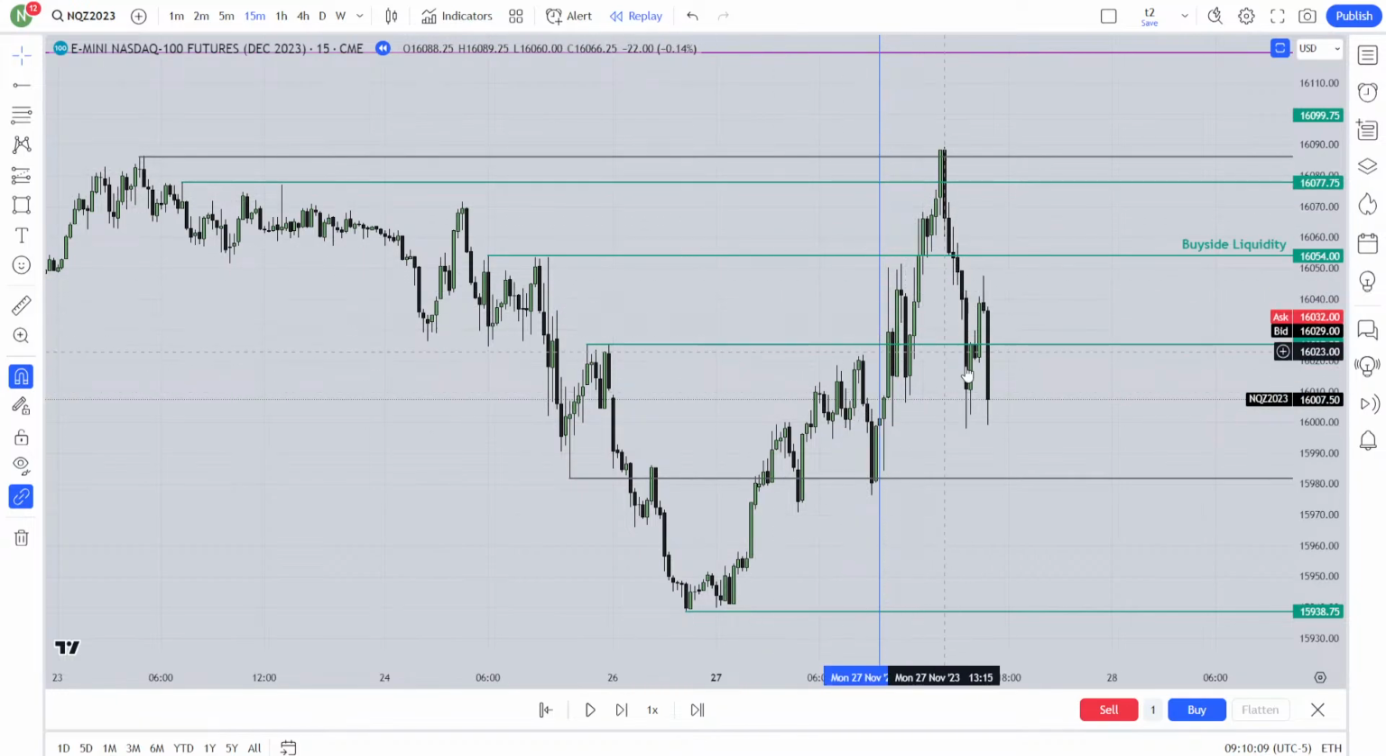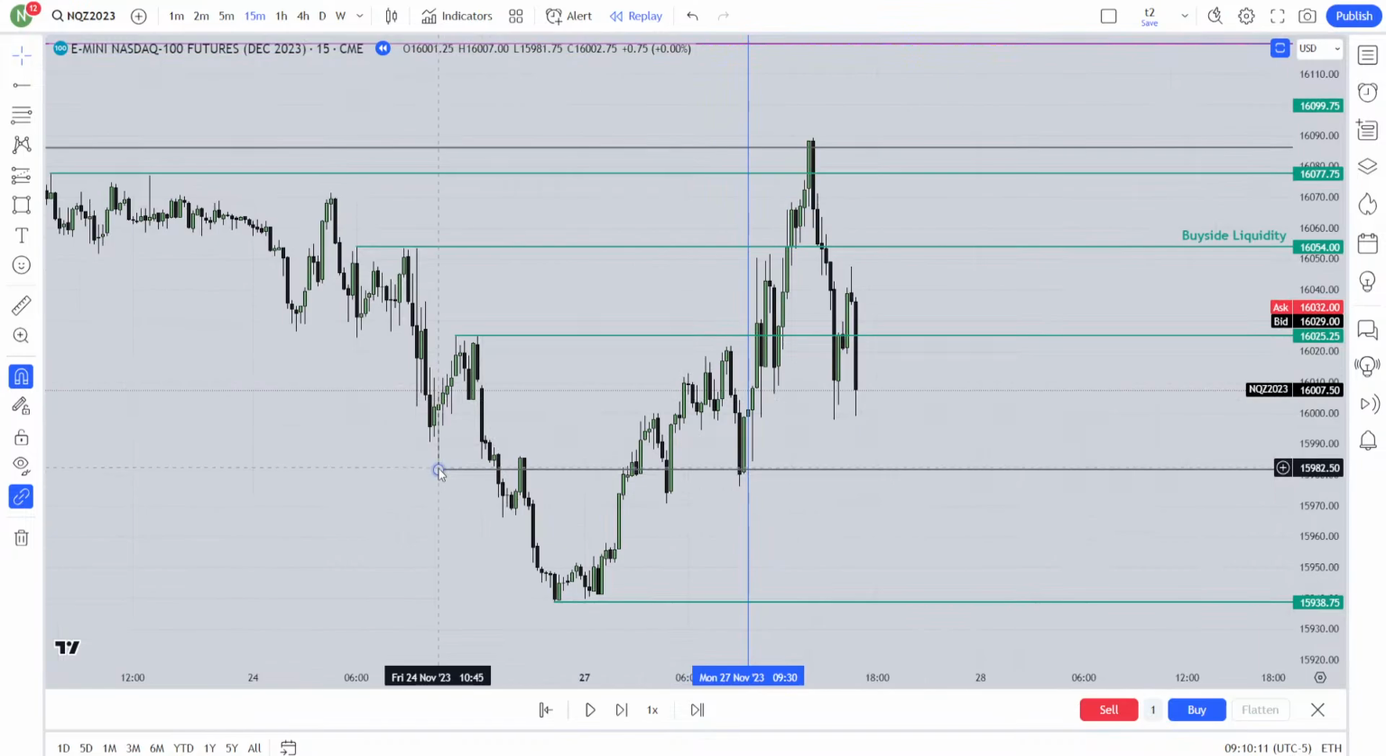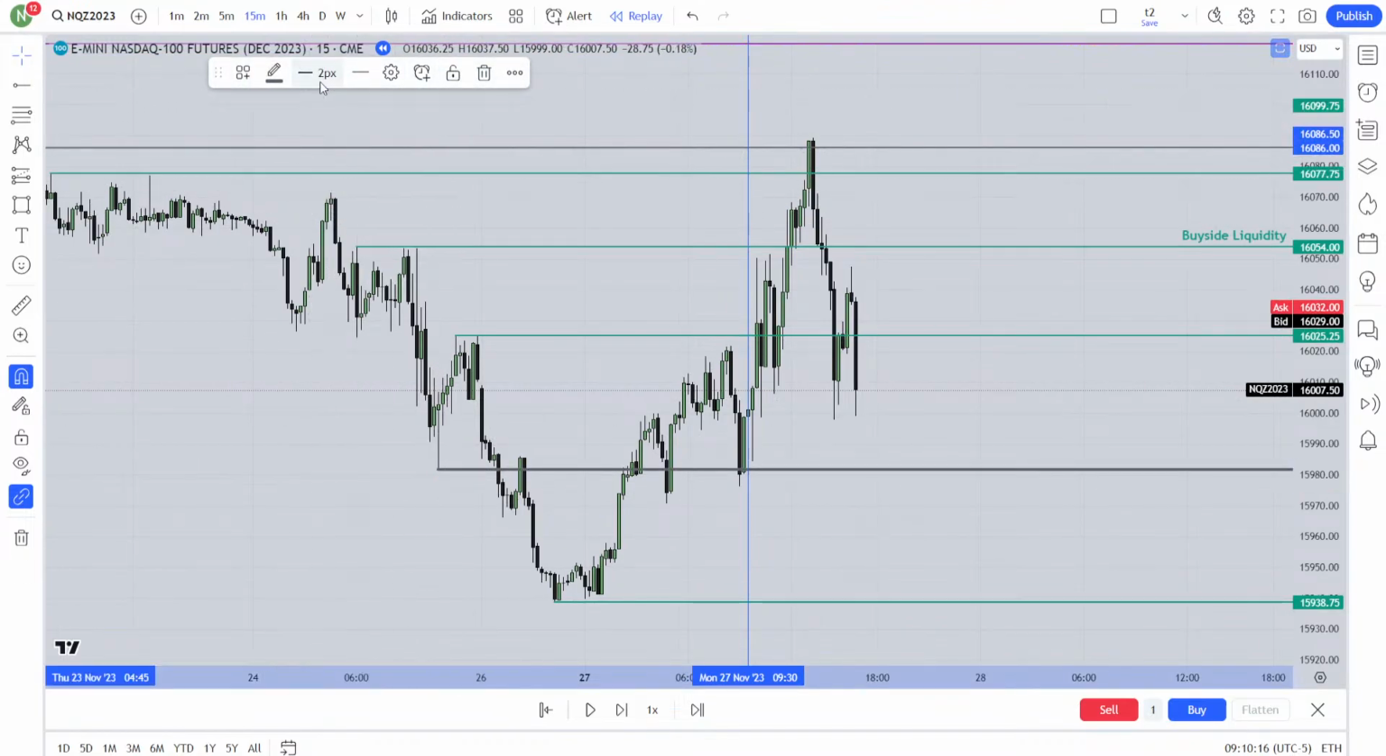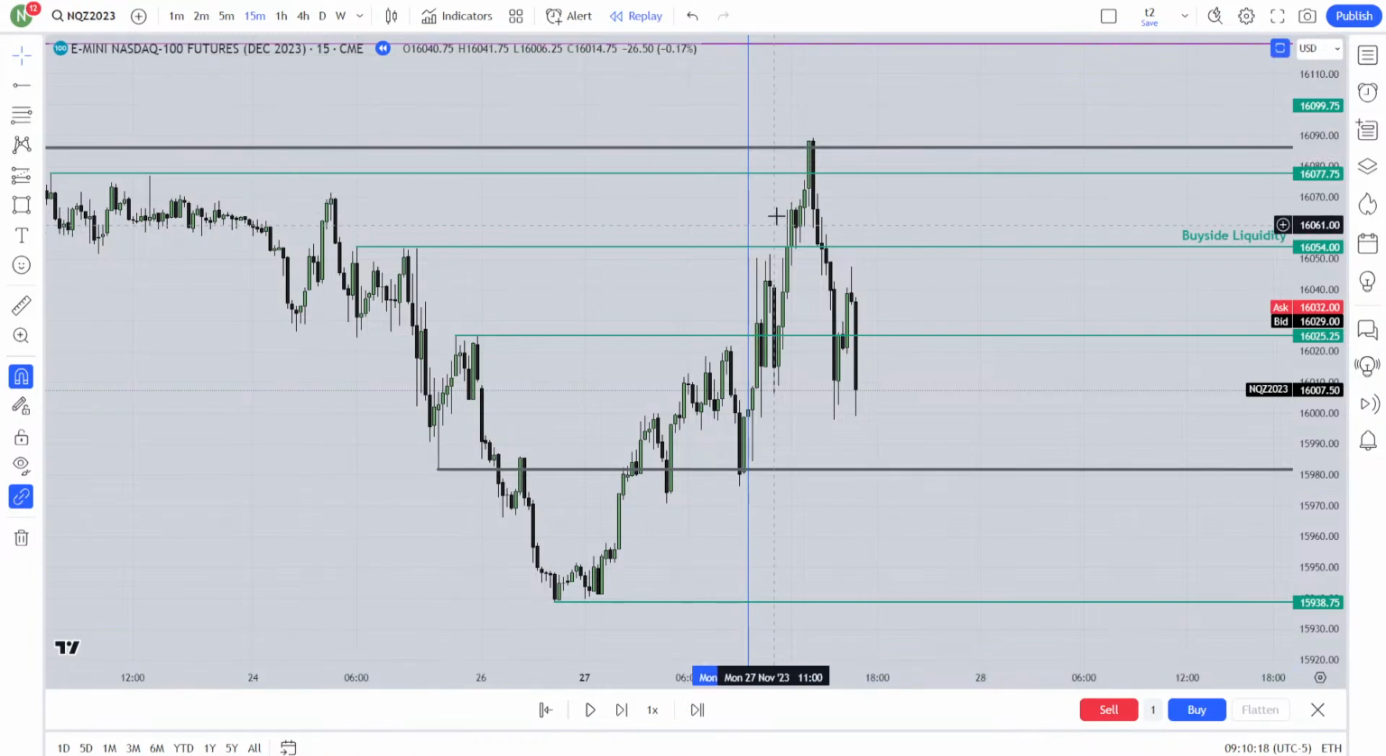It is Monday. What should you expect from Monday? This is your Friday range, Friday low. This is your Friday high. Okay, price will be inside these two levels. It will be inside that range after 9:30.